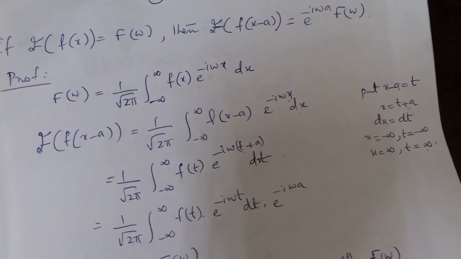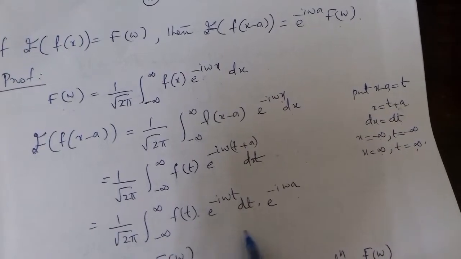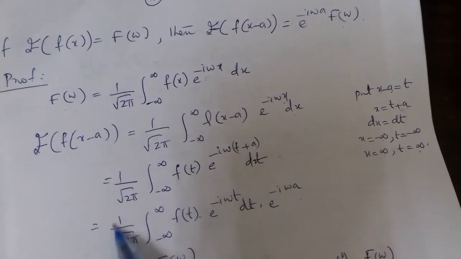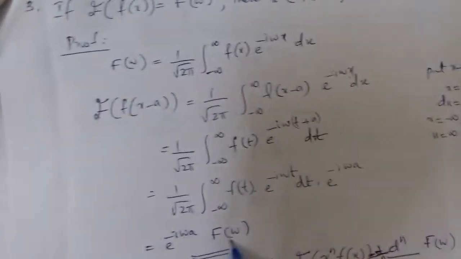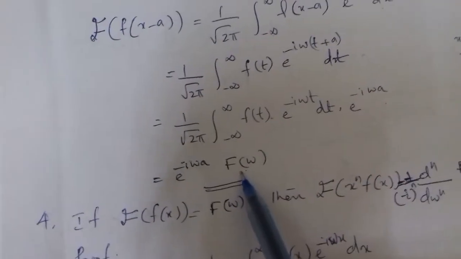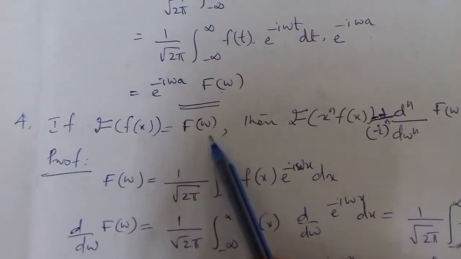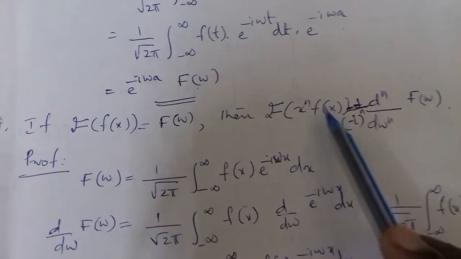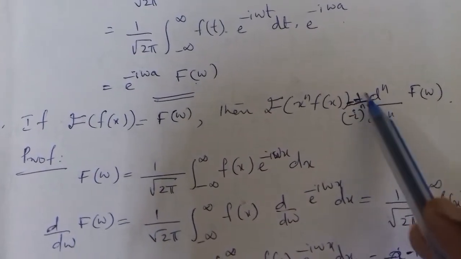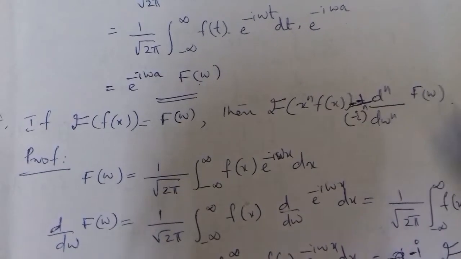So e raised to minus i omega a times 1 by root of 2 pi integral minus infinity to infinity f of t e raised to minus i omega t, which we can write as F of omega. So e raised to minus i omega a into F of omega. That is a property. Next one: if the Fourier transform of f of x is F of omega, then the Fourier transform of x raised to n f of x is 1 by minus i raised to n, d raised to n by d omega raised to n of F of omega.